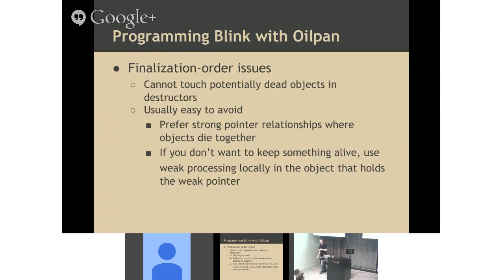Good. So to sum up the finalization order issues, you cannot touch potentially dead objects in your destructor. That means that if you have a member to another object, you cannot touch it in your destructor. Usually it's easy to avoid. You should prefer strong pointer relationships. So if you have something that should just live and die together, please just use a strong pointer relationship. Make it cyclic. Make sure that these objects are in a group of objects that just live and die together. Then you don't need any of this pointer clearing stuff. If you want to only observe, use the weak pointers that we have in the system.